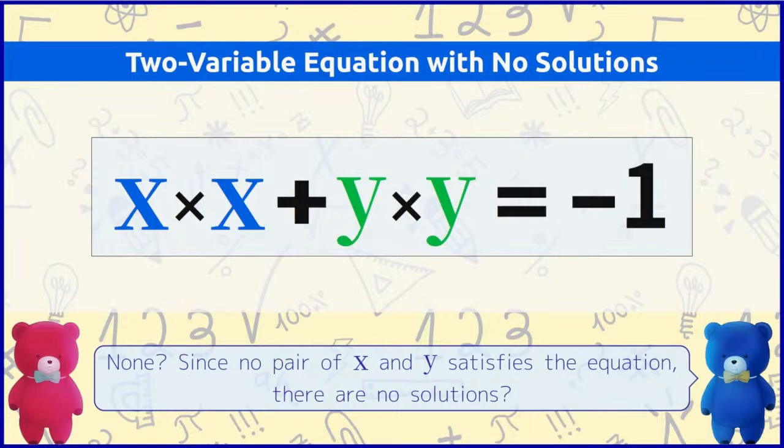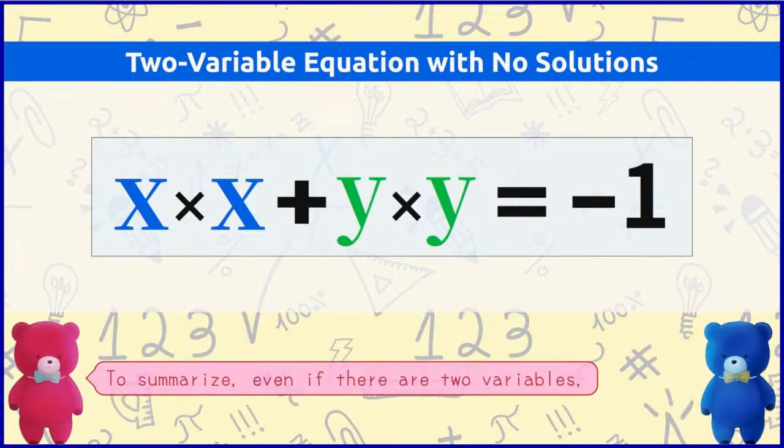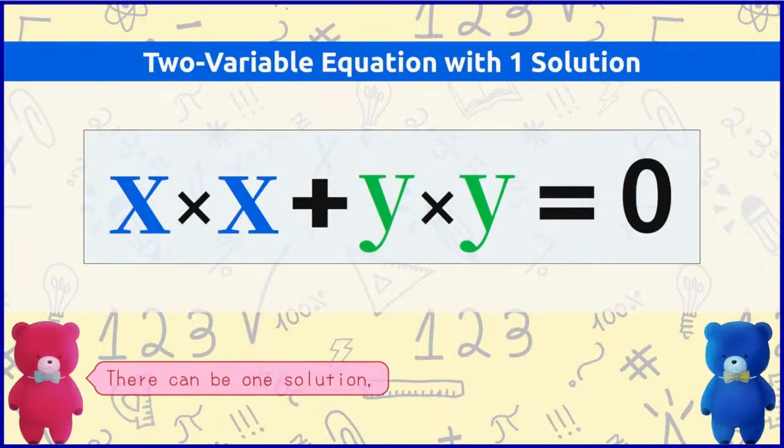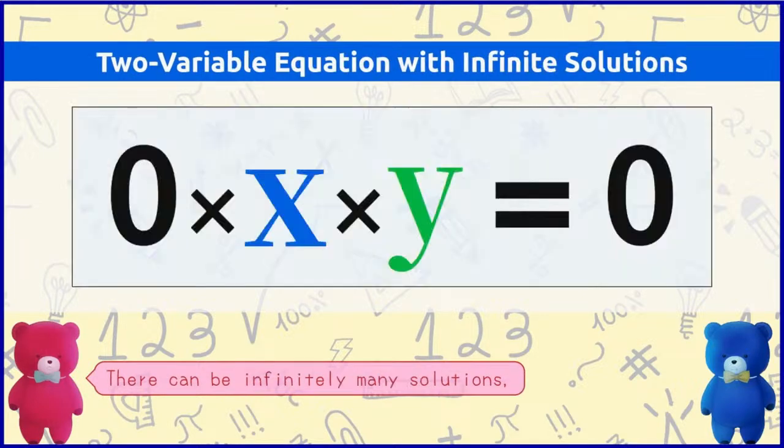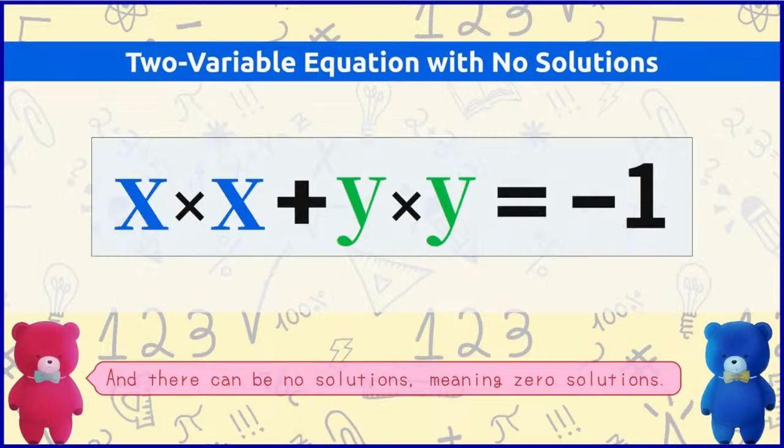Exactly right. To summarize, even if there are 2 variables, there can be one solution. There can be multiple solutions. There can be infinitely many solutions. And there can be no solutions, meaning 0 solutions.